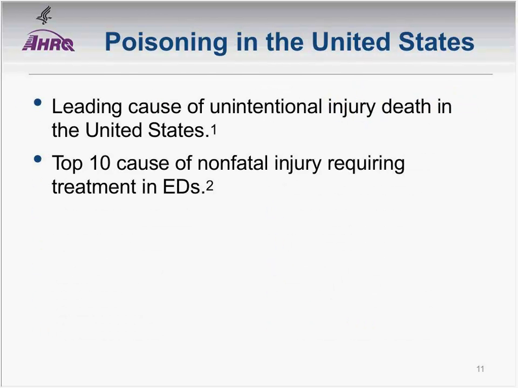Poisoning is the leading cause of unintentional injury death in the United States. It exceeds motor vehicle crashes, and it's one of the top 10 causes of non-fatal injury requiring treatment in emergency departments. To give you a sense of the scale, over 2.1 million human poison exposures were reported to United States poison control centers during 2014 alone. And over 28% of those, nearly a third, were managed in a healthcare facility. That's a substantial proportion.